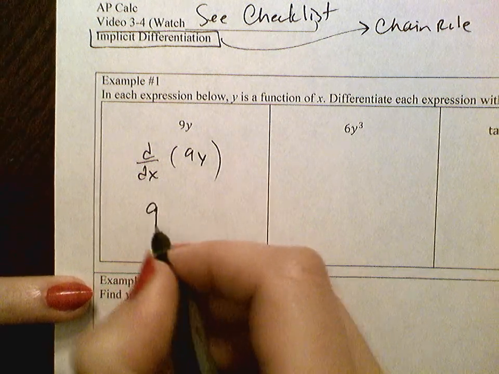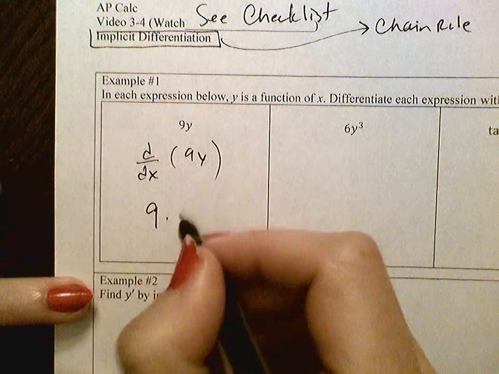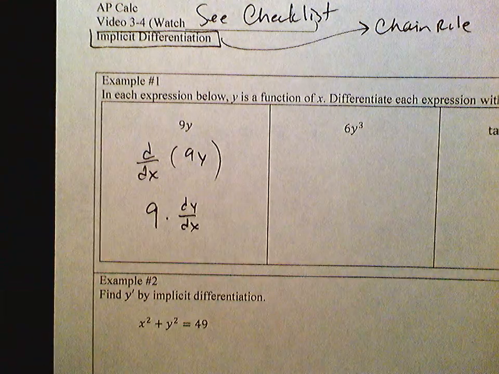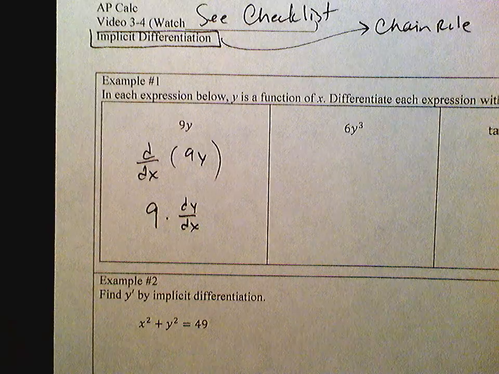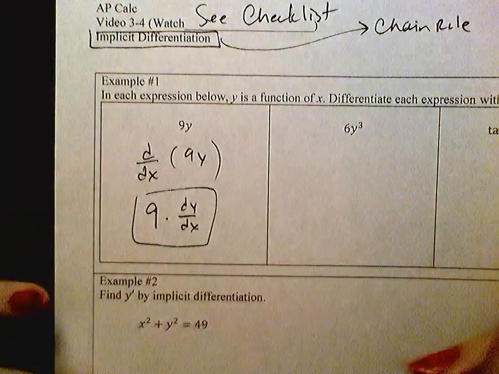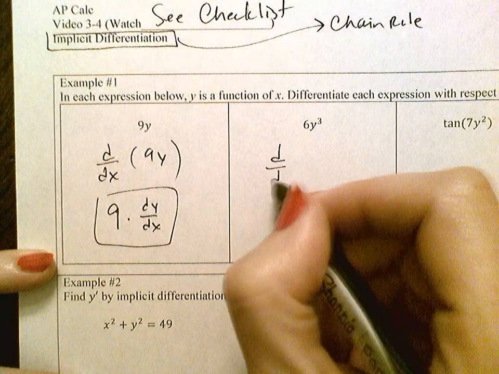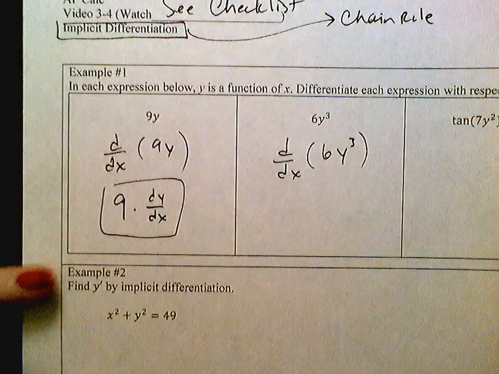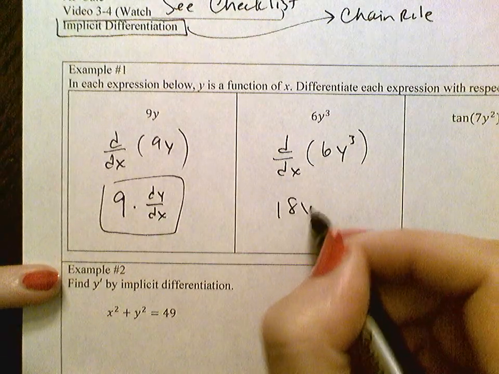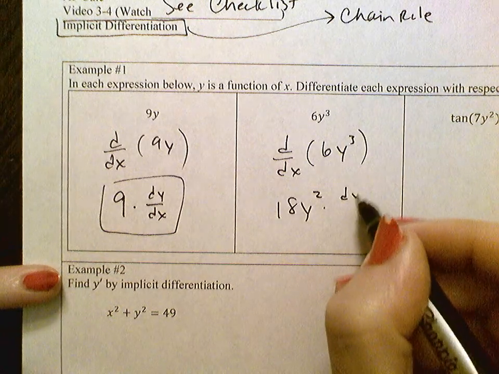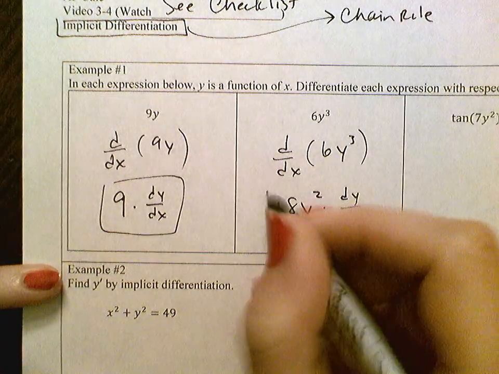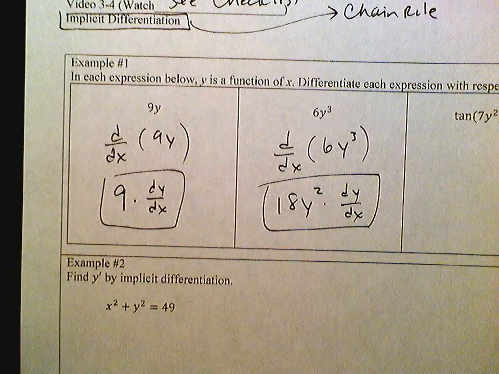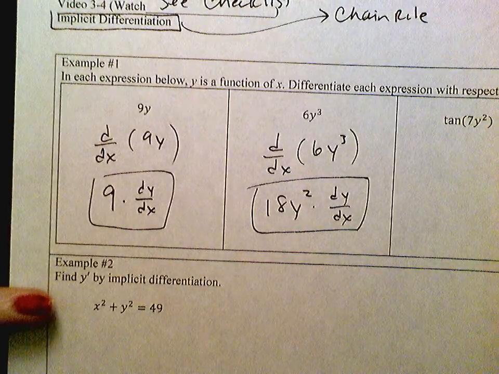So I take the normal derivative, which would be 9, and then I multiply it by the derivative of the input, which is y. So there it is. This one, the derivative with respect to x of 6y to the third is 18y squared times the derivative of the input, which is y.